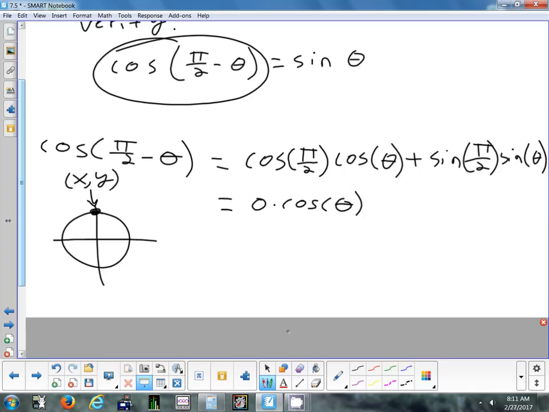How do you get the sine if you have the coordinate? Andrew, do you remember how to get the sine? Just the y. It's the y value of the coordinate. If this is on the unit circle, what's the y value of that coordinate? 1.